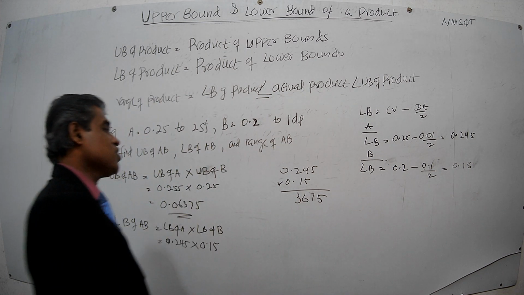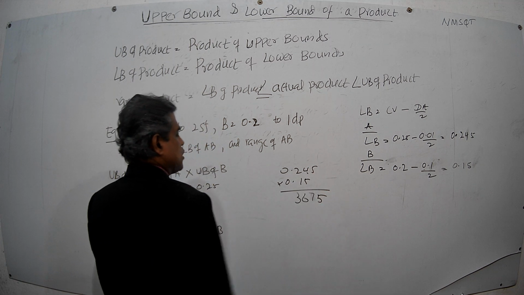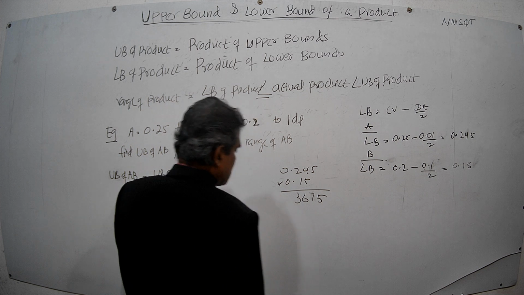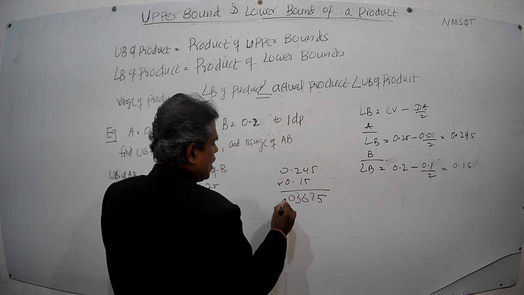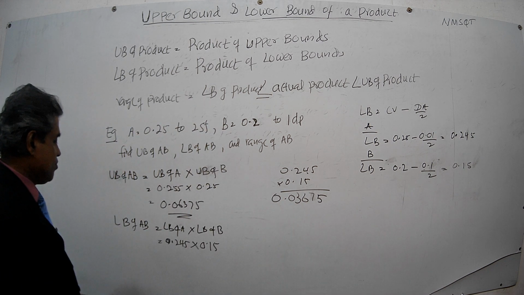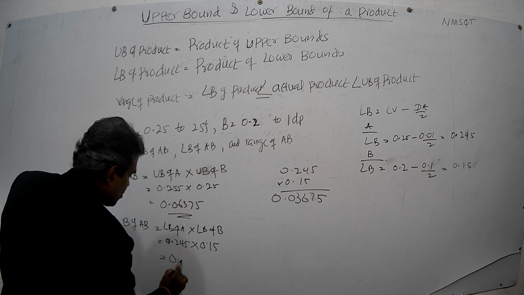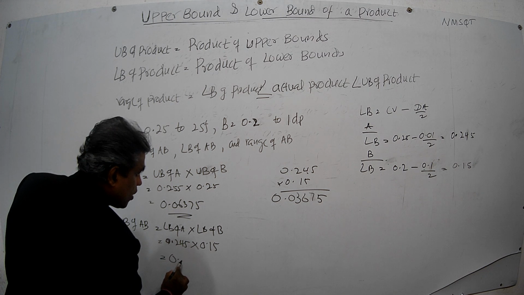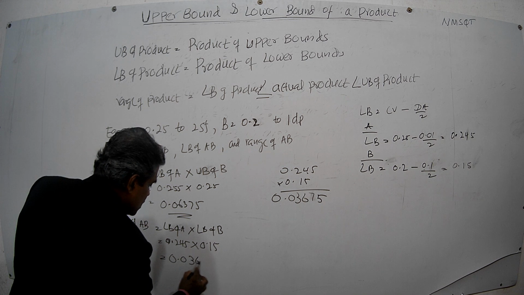Now keep the decimals. Altogether there are 1, 2, 3, 4, 5 decimal places in the numbers multiplied. Therefore, you have to keep 5 decimal places in the answer. But there are only 4 digits, so you put a 0 like this: 1, 2, 3, 4, 5. Right. This is the answer. This is the lower bound of the product of A and B: 0.03675.